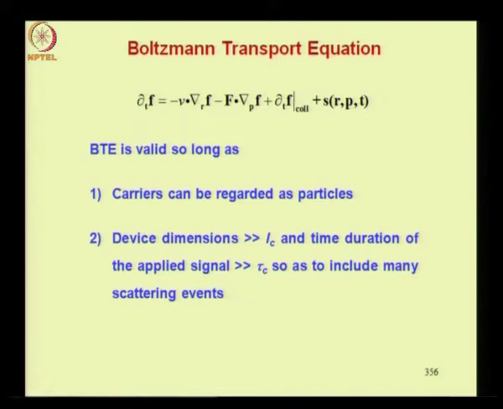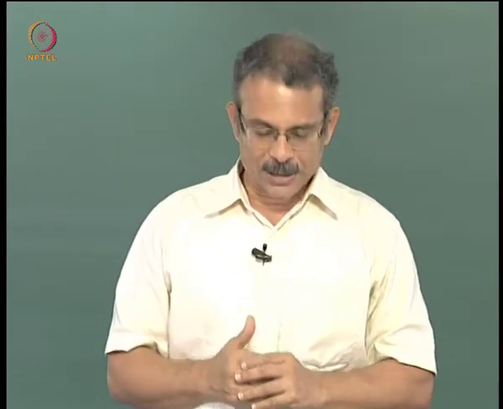So this is important because you are using the concept of a distribution function. Unless you have sufficient number of carriers, unless you have sufficient number of scattering events, the concept of distribution function, which is a statistical concept, will not hold. So that is why you need many scattering events, which are ensured if your length scale of the device is much more than the mean free path, or the time scale of your signal variation. So the signal varies over a time scale which is much more than the mean free time between collisions. That ensures many scattering events are available in the duration or region of analysis.